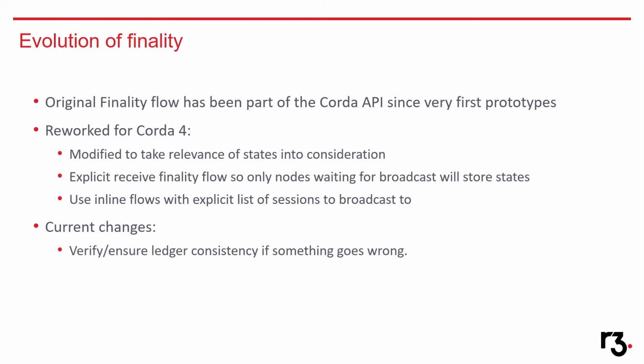And we changed the way we invoke it. We have an inline flow now that takes an explicit list of sessions where to send the transaction, instead of the node working out where it should go, which gives the Corda app author much more fine-grained control over who actually gets to see a transaction and the states, which improves privacy and avoids some potential bugs and privacy leaks. And we currently have a new change that's probably going out in the next Corda version, that improves the handling of errors that can happen during finality and makes sure that the ledger stays consistent even if something goes wrong, which had a few issues.